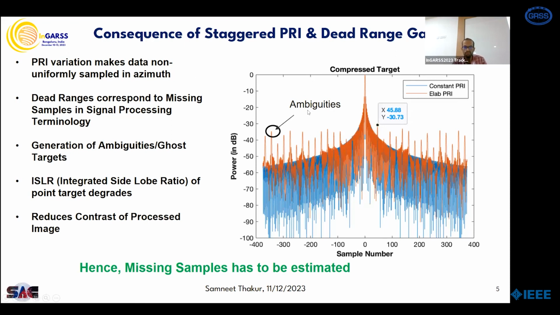For example, the peak ambiguity, as we can see here, is up to -30 dB with respect to the peak value. So it degrades the ISLR of the point target, and it reduces the contrast of the processed image. It is very much visible in low SNR regions, for example, lakes, oceans, etc. Hence, we have to estimate the missing samples.